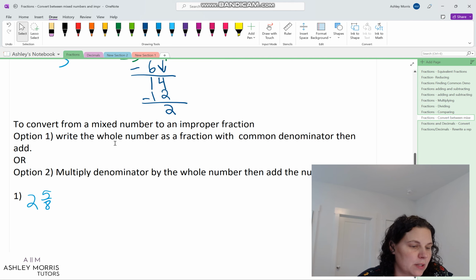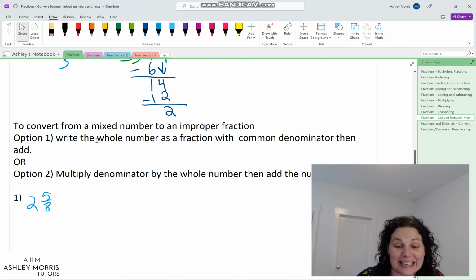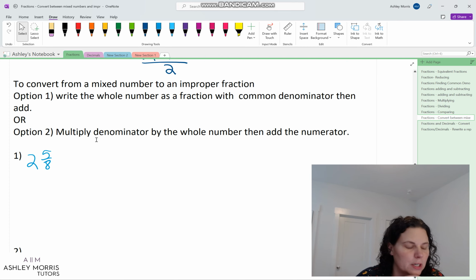And other times you just might want to compare numbers, like that might help. We definitely need to know improper to mixed because that's how most people are going to want their answers, especially at the beginning. They're going to want mixed numbers for your answers. But going to improper fractions, usually that's just to help us with what we're working on. So there's 2 ways, and I'll show you both ways on the first one.